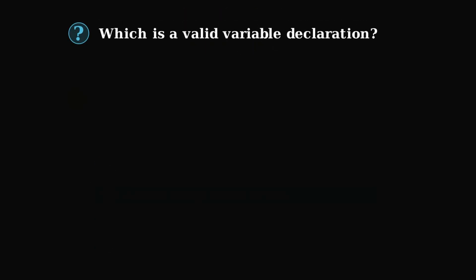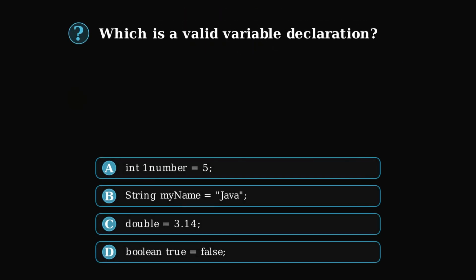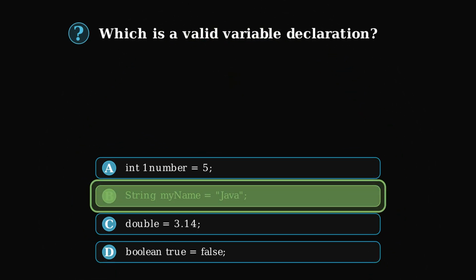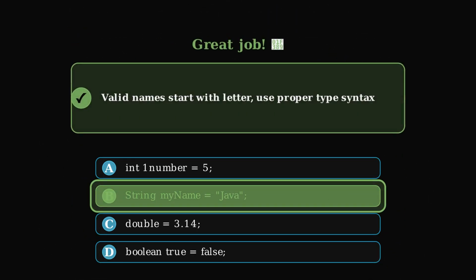Which is a valid variable declaration? Which one is correct? The correct answer is valid names start with letter, use proper type syntax.